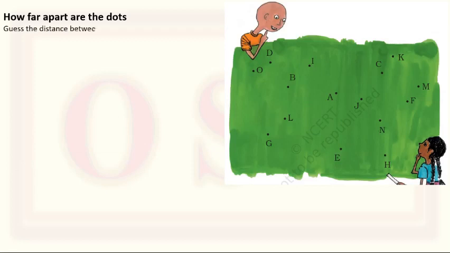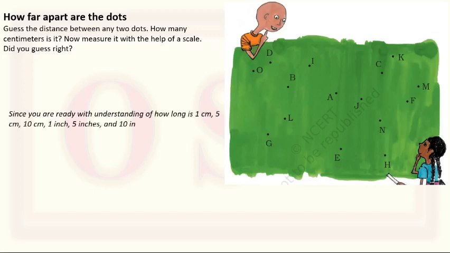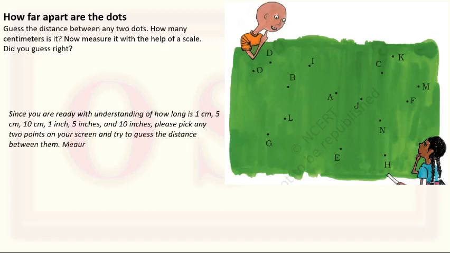Now guess the distance between any two dots. How many centimeters is it? Now measure it with the help of a scale. Did you guess it right? Now since you are ready with the understanding of how long is 1 centimeter, 5, 10 centimeters, 1 inch, 5 inches and 10 inches, please pick any 2 points on your screen and try to guess the distance between them. Measure it to verify it.